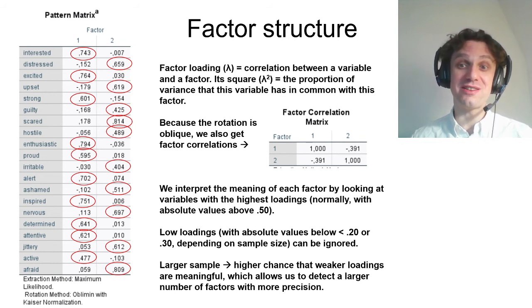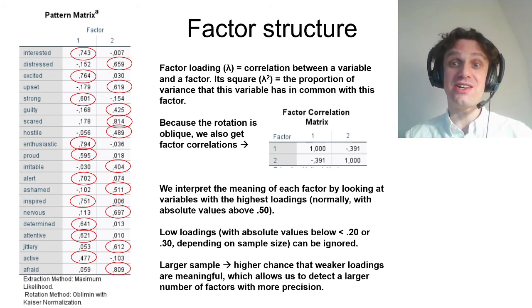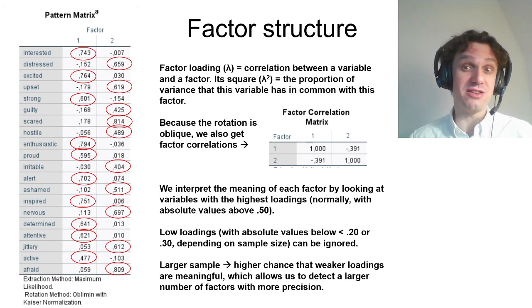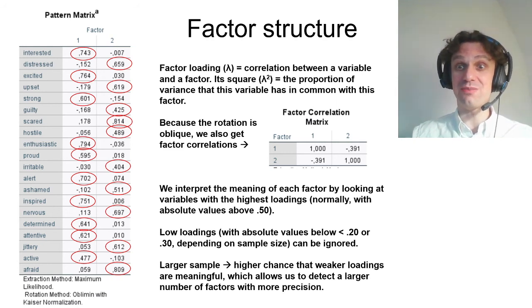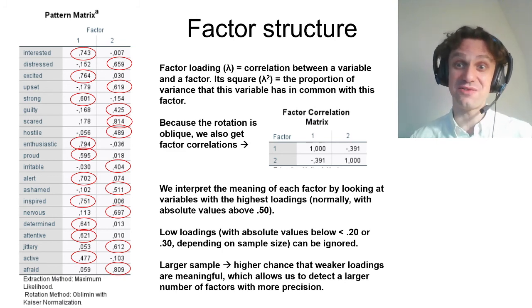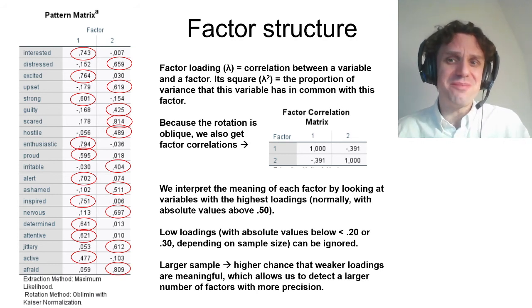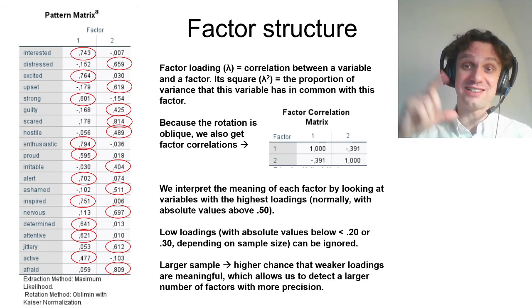So in order to interpret the meaning of each factor, we need to see which of the variables have the highest loadings on this factor. And these loadings are supposed to be substantial. Like if it's 0.7, it means that about 50% of the variance of this variable is related to this factor. But if this loading is only 0.3, it means that only 10% of variance of this variable is related to this factor. And of course, this variable maybe is not very important to understand the meaning of this factor. So normally I begin with variables that have the highest loadings.